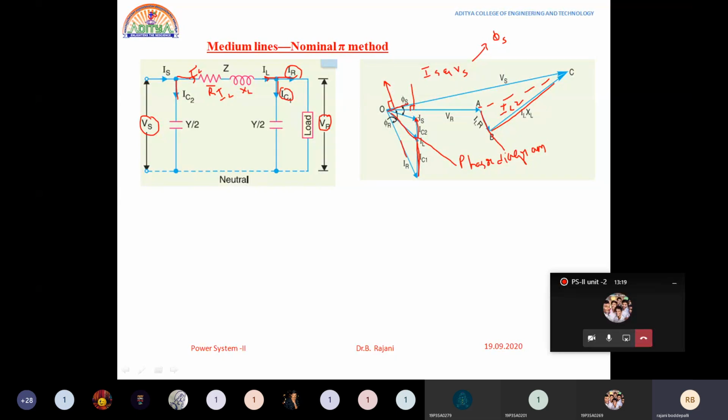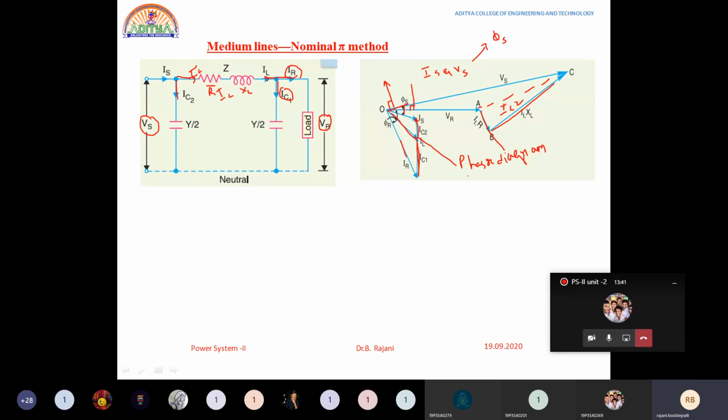So, the angle between Vs and Is is nothing but phi s. The angle between Vr and Ir is nothing but phi r. That is the sending end side power factor, this is the receiving end side power factor, and this is the sending end side power factor. This is how you need to explain the phasor diagram. Very, very important and easy.